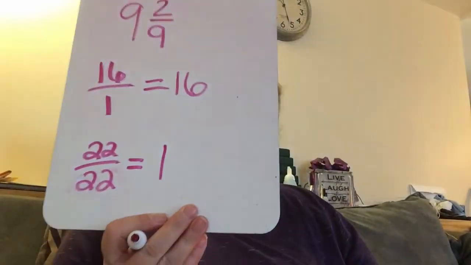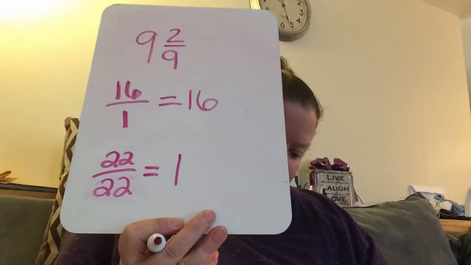Okay, 11 and 12 stick to some fraction rules. So they want to know what the whole number for 6 over 1 is and the whole number for 22 over 22. So the rule for any number over 1, that whole number is that number. And then any number over itself, the rule is it is 1 because it's division.